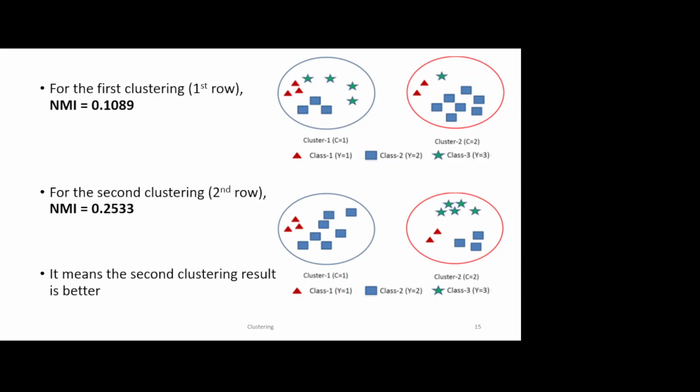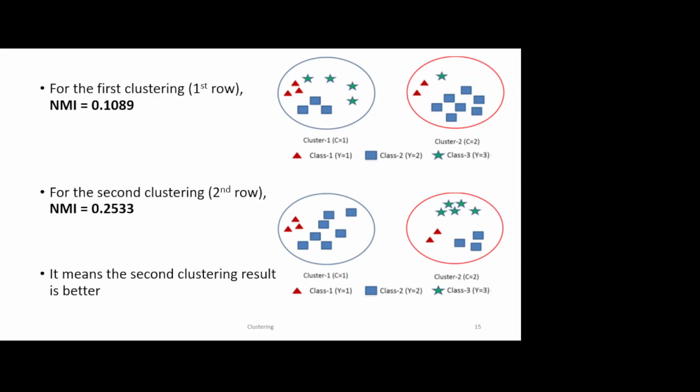Then use the NMI. If the second clustering algorithm can get a higher NMI, it means the result is better than the first algorithm. Okay, do you agree? Just visual inspection of the 2 results. Which one do you think is better?